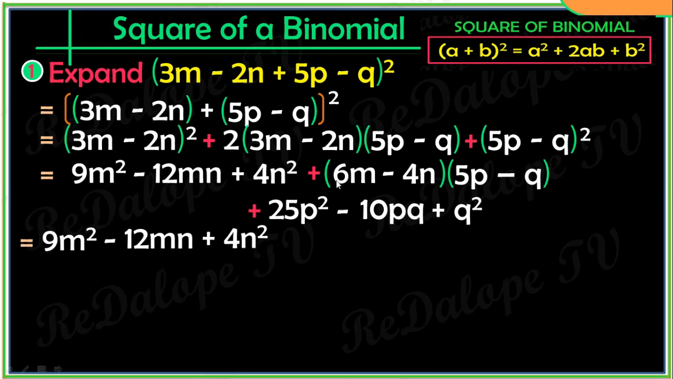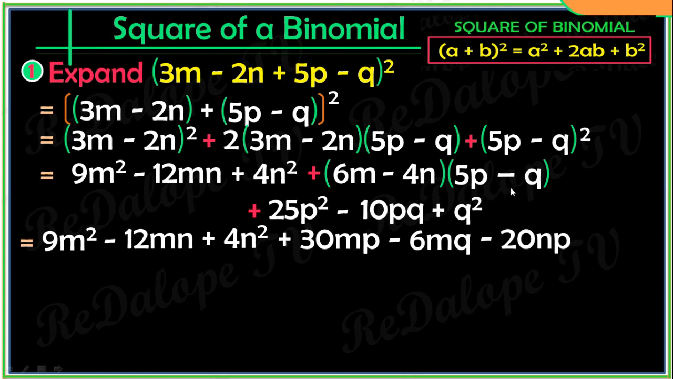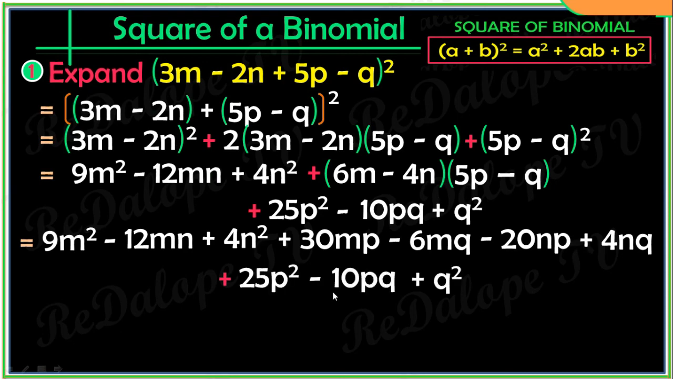And we are going to multiply these two binomials using the FOIL method or the long one. So 6m by 5p is equal to positive 30mp. 6m by negative q becomes negative 6mq. Negative 4n by 5p is negative 20np. Negative 4n times negative q is positive 4nq. And then retain the 25p square minus 10pq plus q square. So this is the final answer when it comes to finding the product of this square of a quadrinomial.